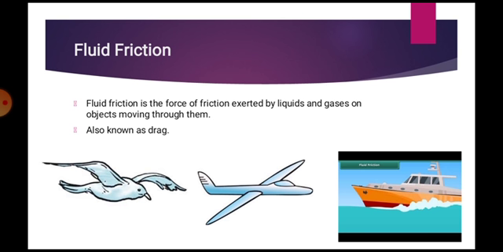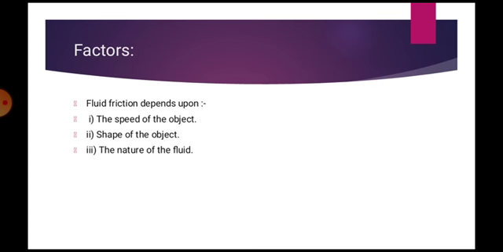So next is fluid friction, that is present in the air. Fluid friction is the force of friction exerted by liquids or gases on objects moving through them. As I told, it is present in air, so it is liquids and gases. It is also known as drag friction. Birds and aeroplanes have streamlined special bodies so that they can overcome this fluid friction. The factors of fluid friction depend upon the speed of the object, the shape of the object, and the nature of the fluid, means the nature of the gas or liquid.